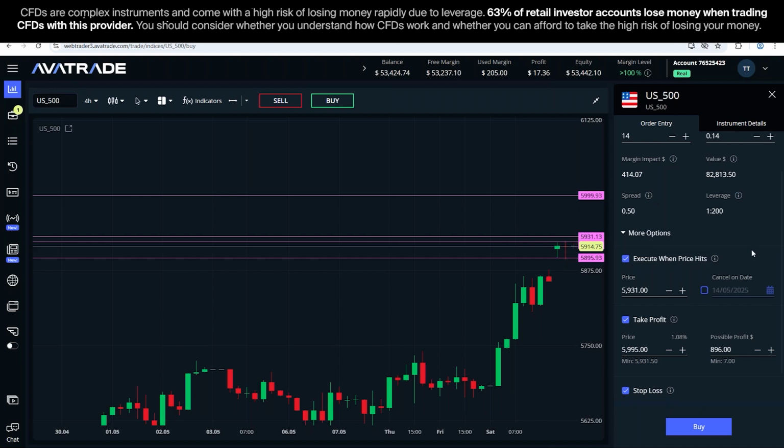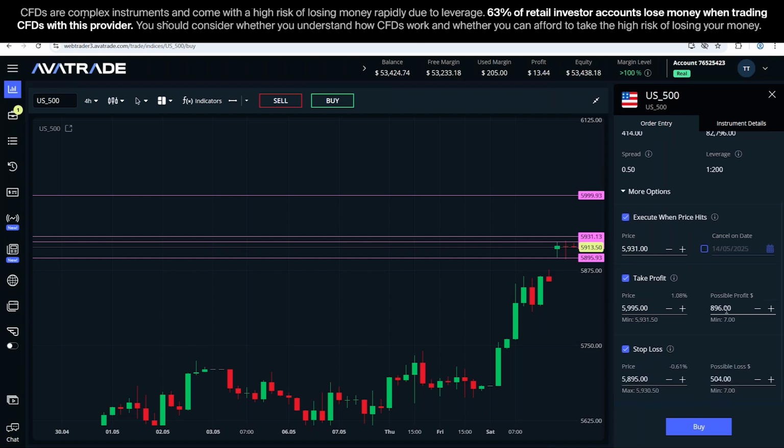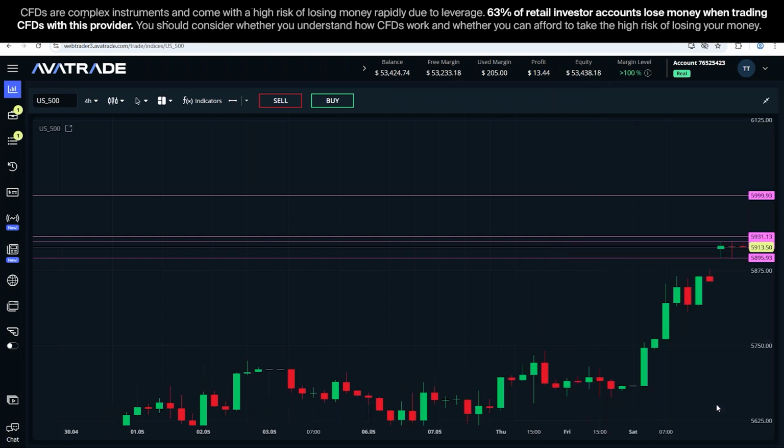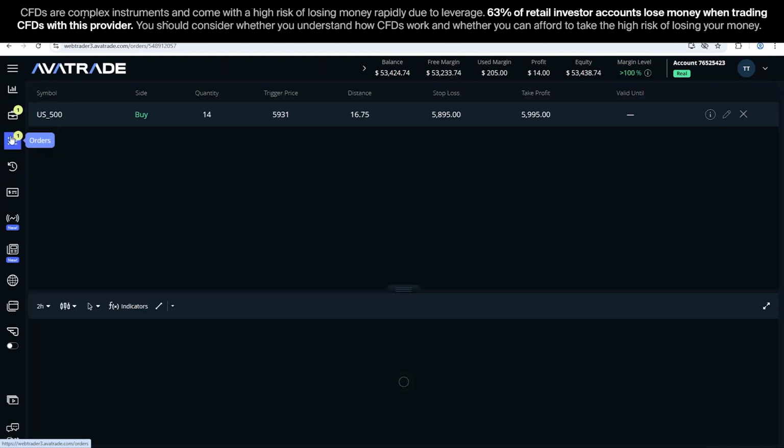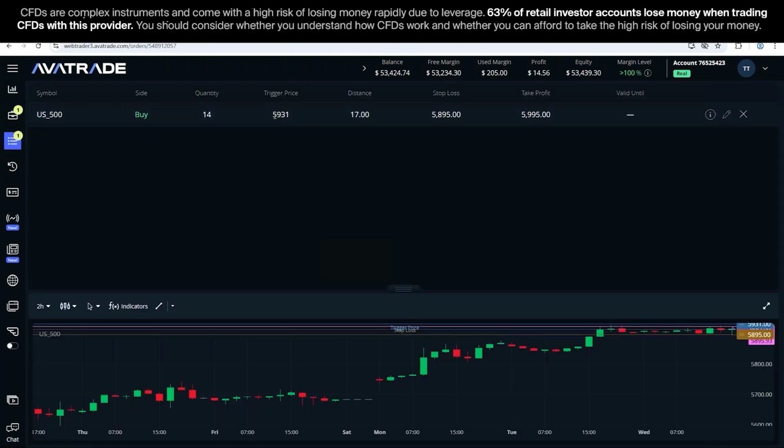Execute when price hits, and I always say it should say execute if price hits, because it might not break through and hit our trigger price, or it could. Okay, and so if I like the setup, the risk management, potential profit to risk, then I'm ready to go. So we've got one trade that's an order. That's the one we just set up. If it reaches the trigger price, it will take off.